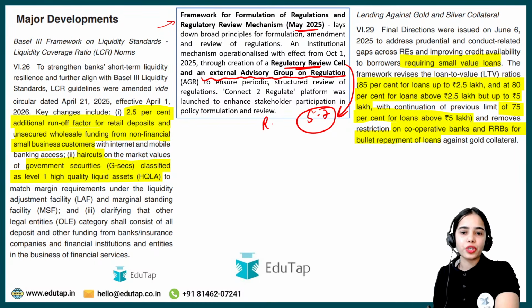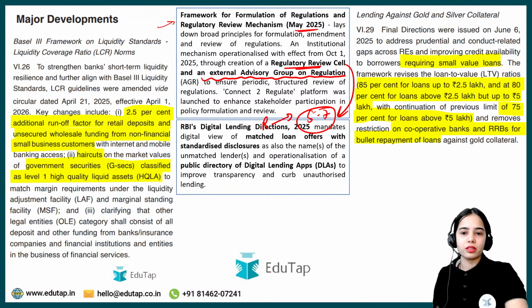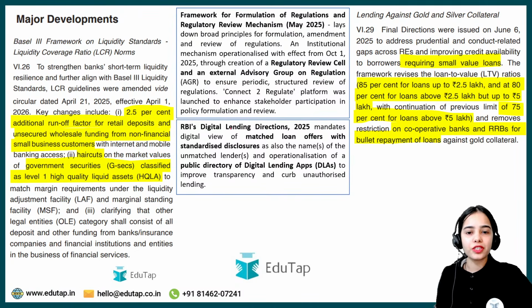Like every regulation should be reviewed in 5 to 7 years. Next is default digital lending directions. They were also released last year. It mandates digital view of match loan.